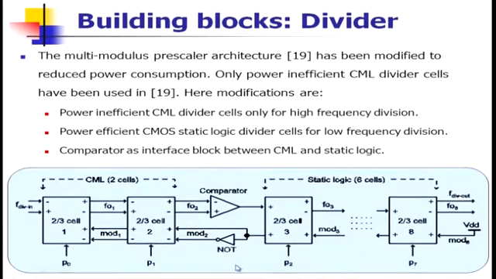Next part is that divider. So, divider you can make either divide by 2 or divide by 3. Then the divider will be cascaded, and you can find there are 8 such cells that have been given, and the combination of this divide by 2 and divide by 3 will introduce the division ratio from 480 to 495.